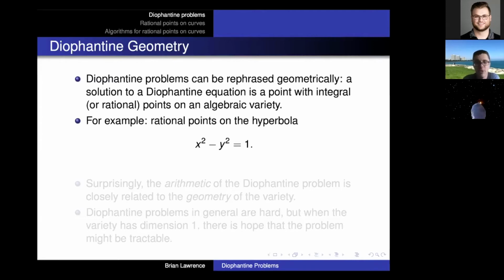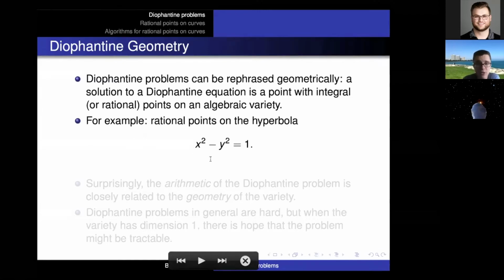So for example, asking that first question I started with, that tablet from the ancient Near East, that's asking for rational solutions to x squared minus y squared equals 1. It's asking for rational points on this hyperbola. Sorry, I should say a rational point is just a point with rational coordinates, right? I'm looking for points on this hyperbola such that x and y are both rational.